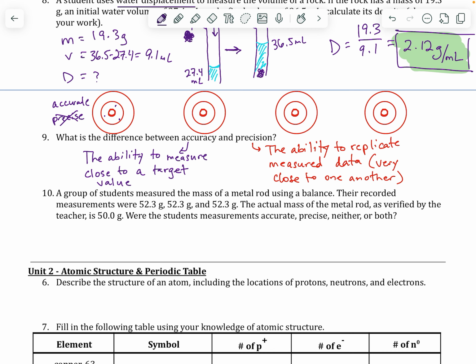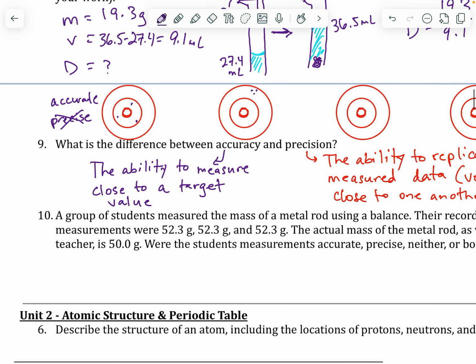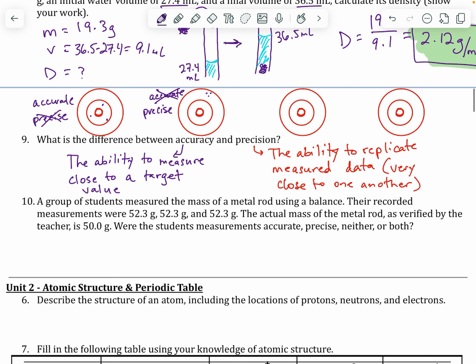So then what would it look like to be precise? Well, of course, maybe I made pretty repeatable marks, in the same spot. Well, if I'm to figure out if this is accurate or precise, I would have to look at where am I in relation to the target? Well, these are not very close to the target, so I would not consider these markings accurate. However, I would consider them precise because they are very, very close to one another. So this is precision.